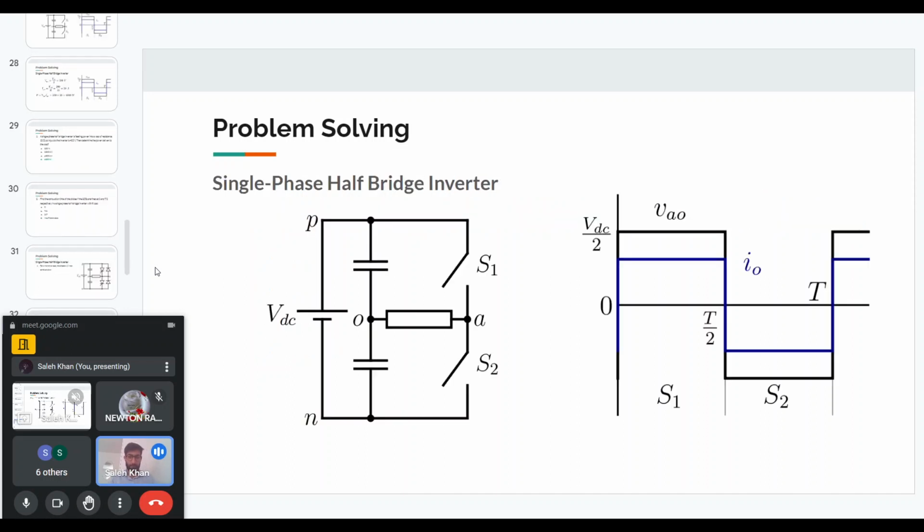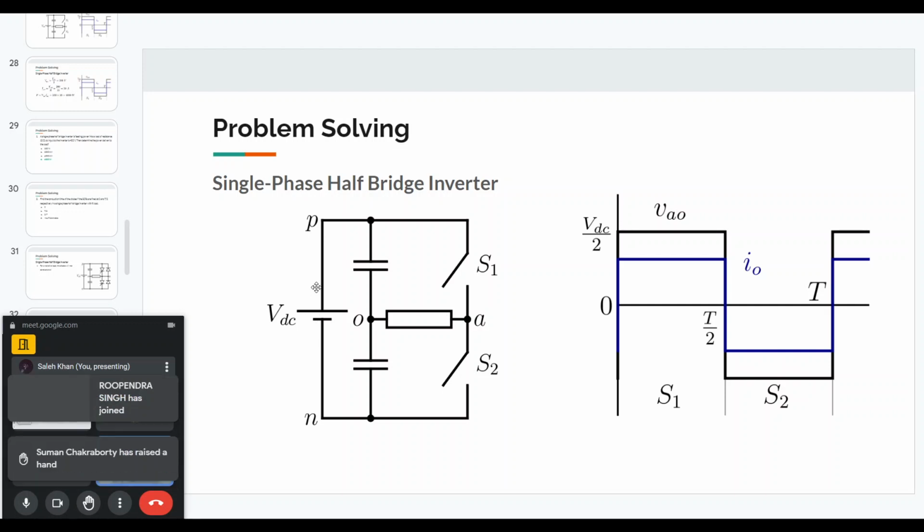Again, this is the half bridge inverter configuration, the circuit. The question is asking about the source current. The way we can do it is to find the power that is given to the load, and then the same power will be supplied by the source, and we know the source voltage. We can get the source current.